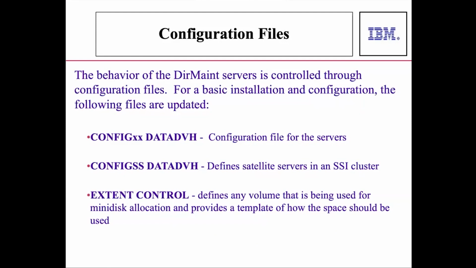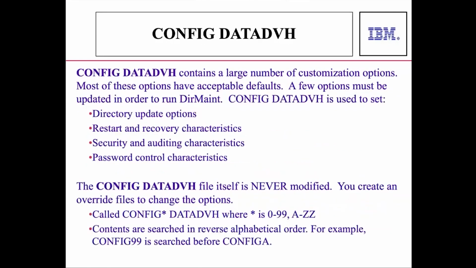And this one called config.ss defines the satellite servers in an SSI cluster, and that one's pointed out because the installation process creates that file. And so it's actually not a file you need to create unless you add members to your SSI cluster, but it's a file that's already there. And the extent control is what defines this automatic minidisk allocation. So we'll certainly talk about how that works.